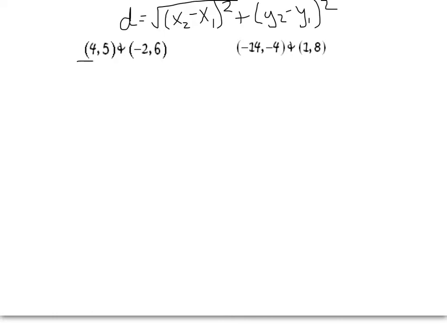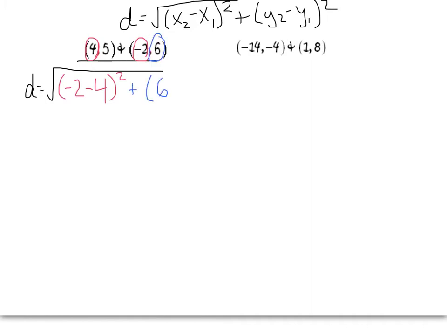Alright, so if I use these numbers and plug them in, the distance will be the square root of my second x minus my first x, squared, plus my second y minus my first y, squared.